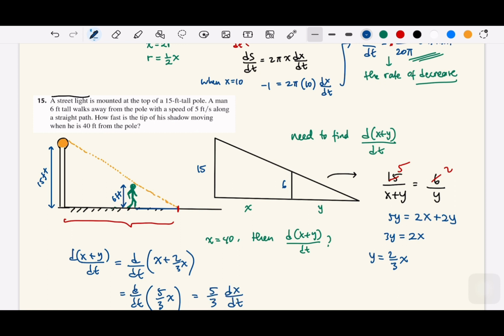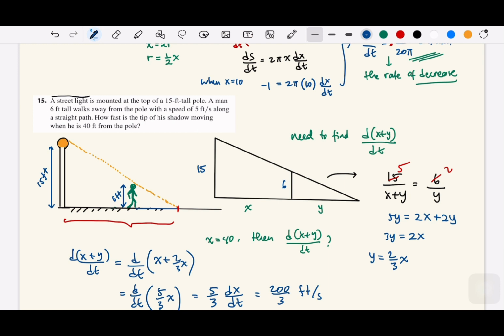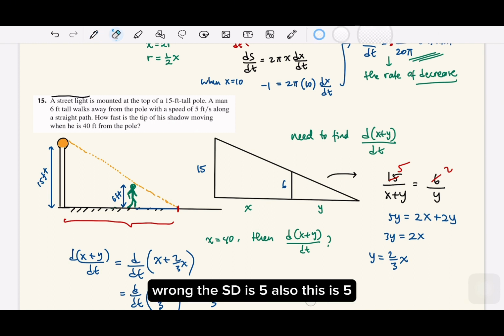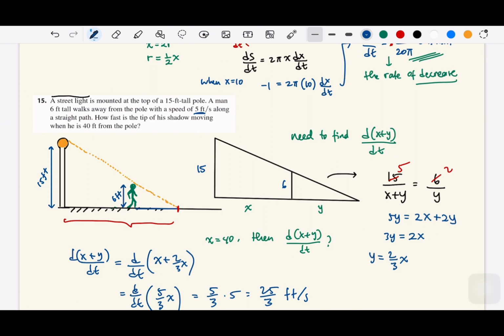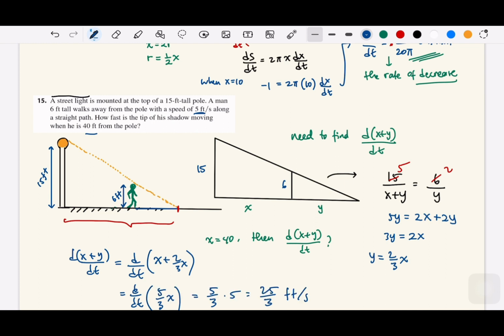Our dx/dt is 40, so it will be 200 over 3 meter per second, or not meter per second, what is this? Feet, right? Feet per second. Oh, wait. This is wrong. dx/dt is 5. So this is 5. So 25 over 3 feet per second. Okay, though the 40 feet is not really important now, right? Okay, we solved this.